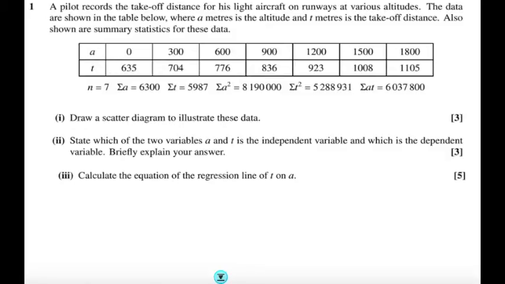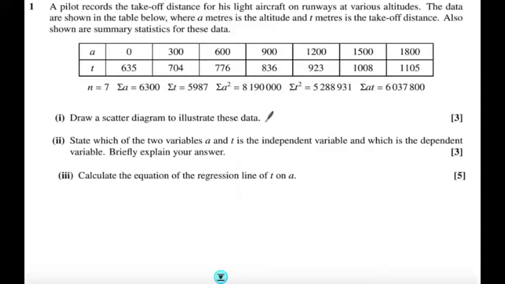Right, so question 1. A pilot records the takeoff distance for his light aircraft on runways at various altitudes. The data are shown in the table below, where A meters is the altitude and T meters is the takeoff distance. Also shown are the summary statistics for these data. So helpfully they've given us all this. Draw a scatter diagram to illustrate these data.